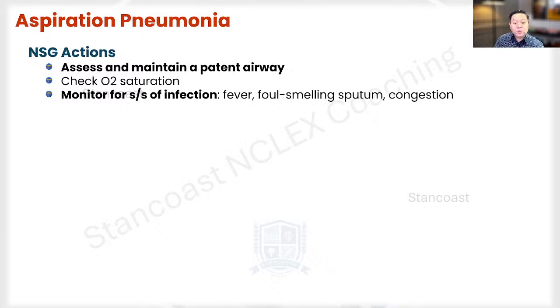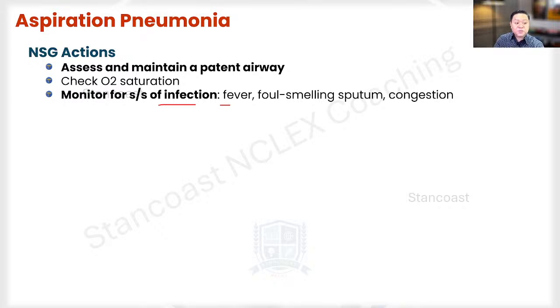Now, guys, you have to really monitor the patients for any signs and symptoms of infection. This is a big deal, right? So one of those is to check for the elevation of the temperature.